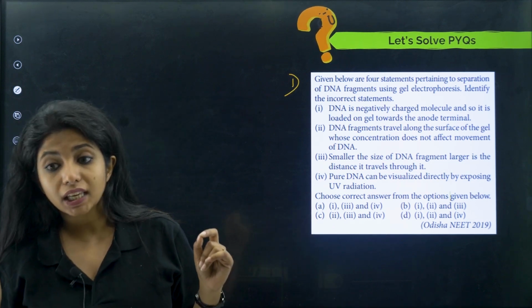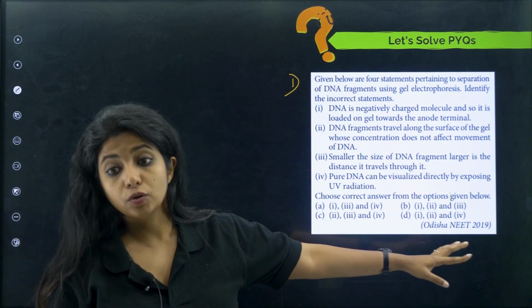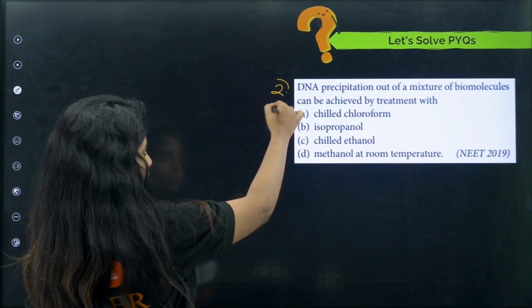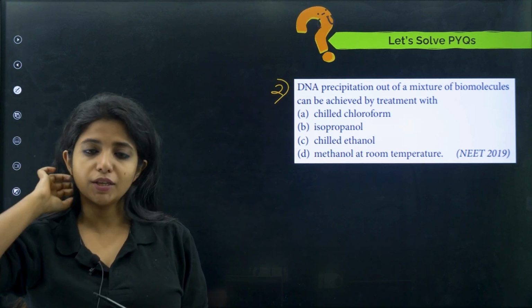You have to identify the incorrect statements, not the correct statements. Okay, so you can choose from the options. This came in 2019. Next question. It will be really good if you tell me the answers now. I'll be really happy seeing you try.